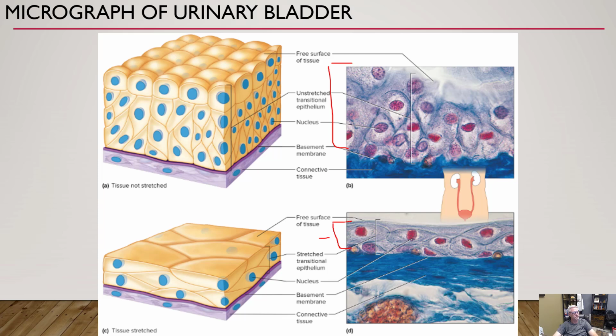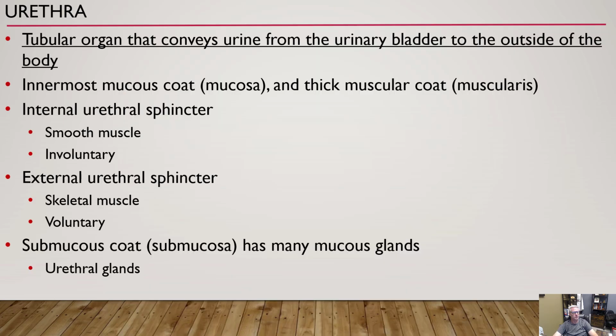As the bladder fills up, the bladder is going to get all squished up, and then you pee, and then the bladder becomes empty again. The cells are all nice and fluffy, and then as the bladder fills up, they're going to get all nice and squished again. So that's uroepithelium or transitional epithelium.